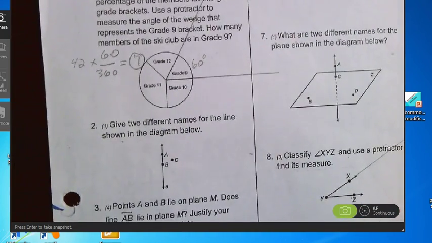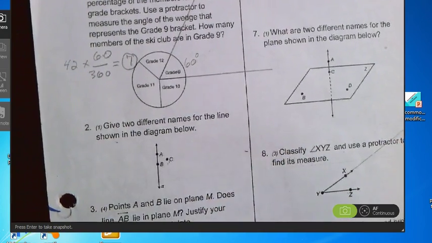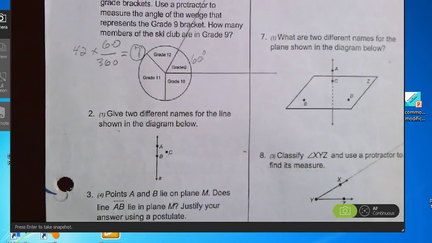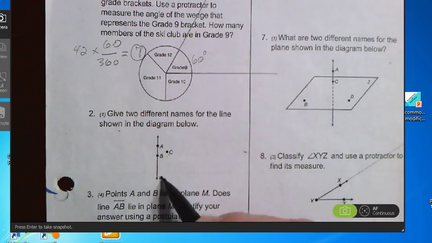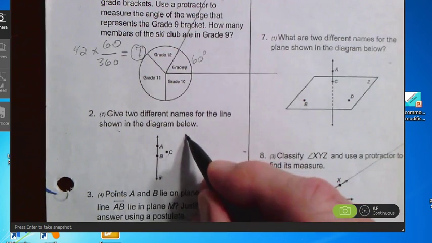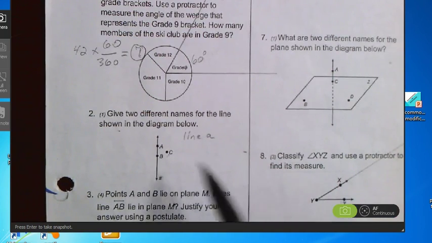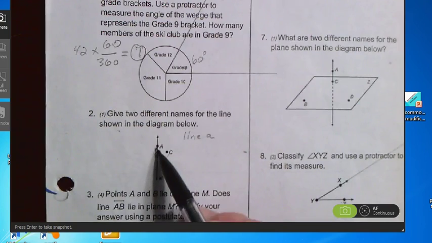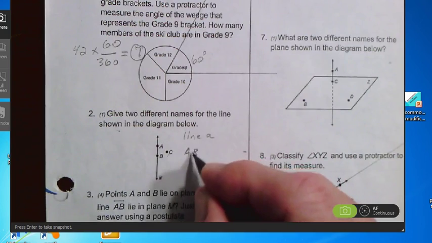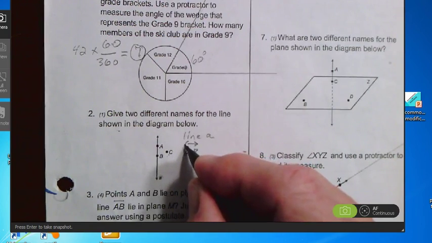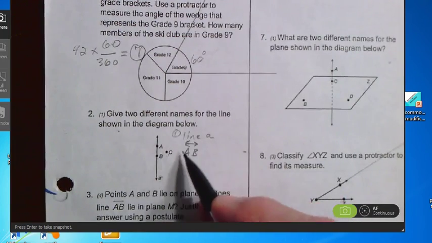All right, number 2, it says give 2 different names for the line shown in the diagram. So we have a little lowercase a here, so that's one way to name it. It's line a. And then the other option is to pick 2 points. So we have 2 points here, A and B, and put your line symbol above it there. Those are the only 2 ways to name a line. You know, this way and that way.